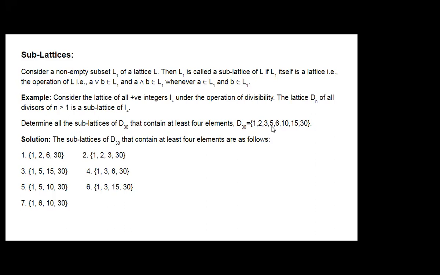Then we can go for 3 5, 3 6, 3 10, and 3 15. Then 5 6, 5 10, 5 15. Then 6 10, 6 15. And lastly, 10 15. In total, it will have 15 sublattices. From those we have taken 7 here. Getting? These are the sublattices we can define here.